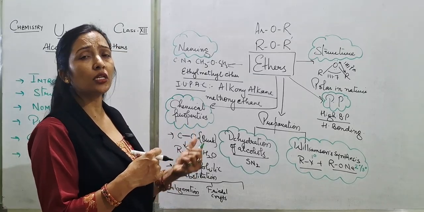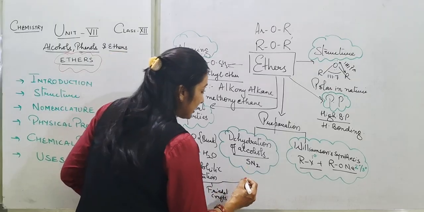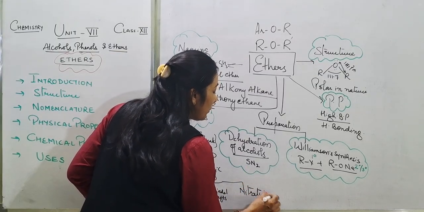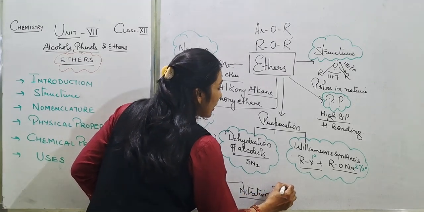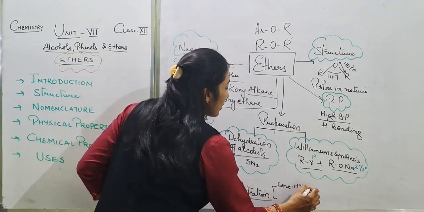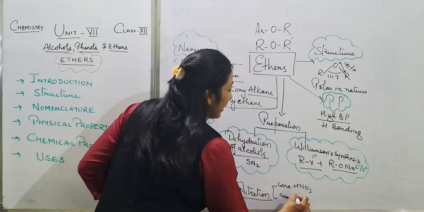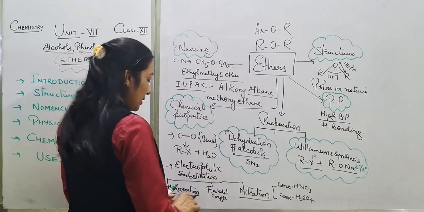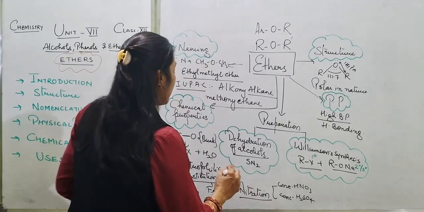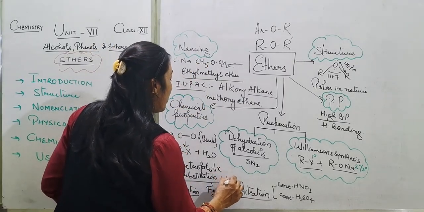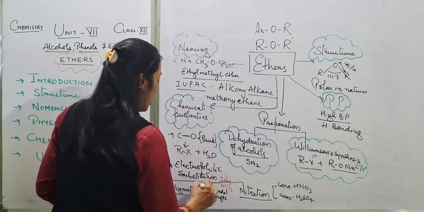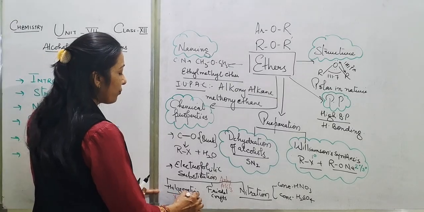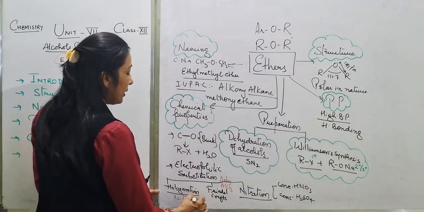What I'm saying is, it is just a quick recap of what we read for ethers. And the last one is nitration, which we do in the presence of concentrated nitric acid along with concentrated H2SO4. The Friedel-Crafts reagent is anhydrous AlCl3, and for halogenation we take the halogen in the presence of ethanoic acid.